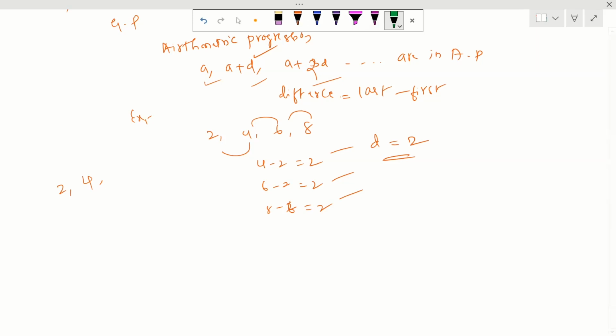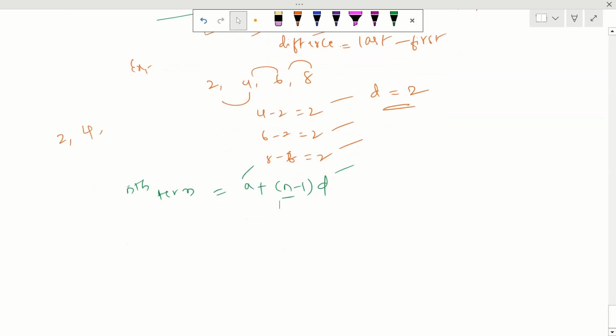To find the nth term in arithmetic progressions, the formula is a plus (n minus 1) into d. Here a is the first number, d is the common difference, and n is the number of the term we have to find. The nth term, tn, is the last number.